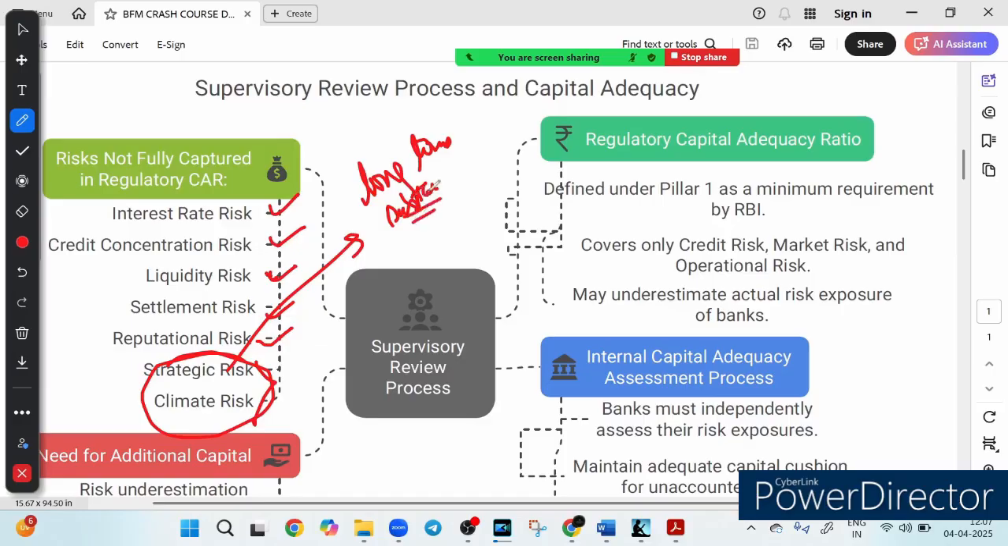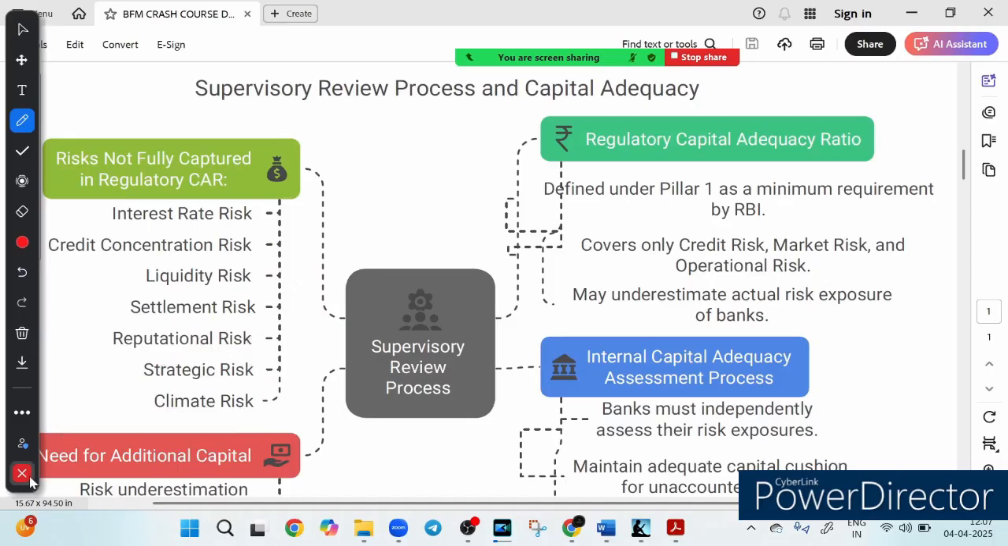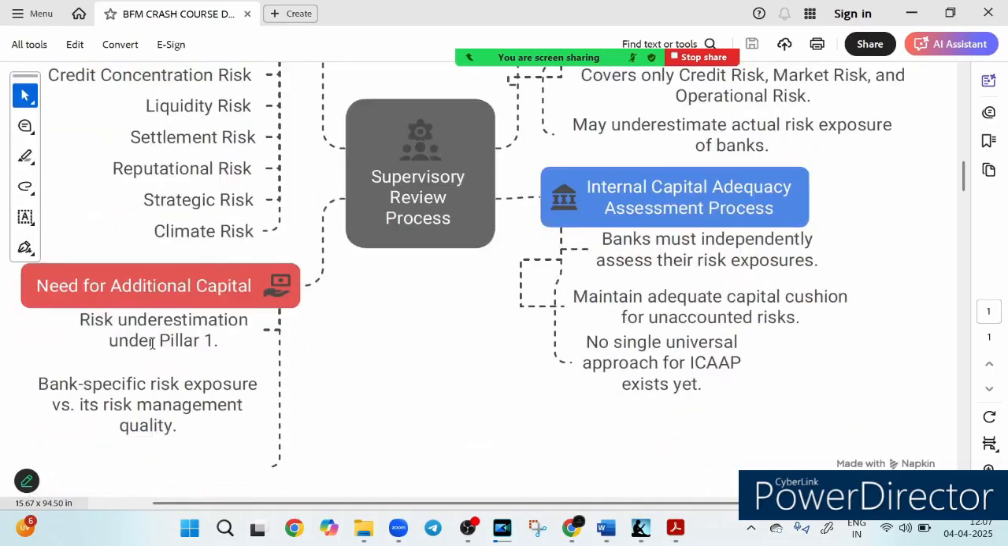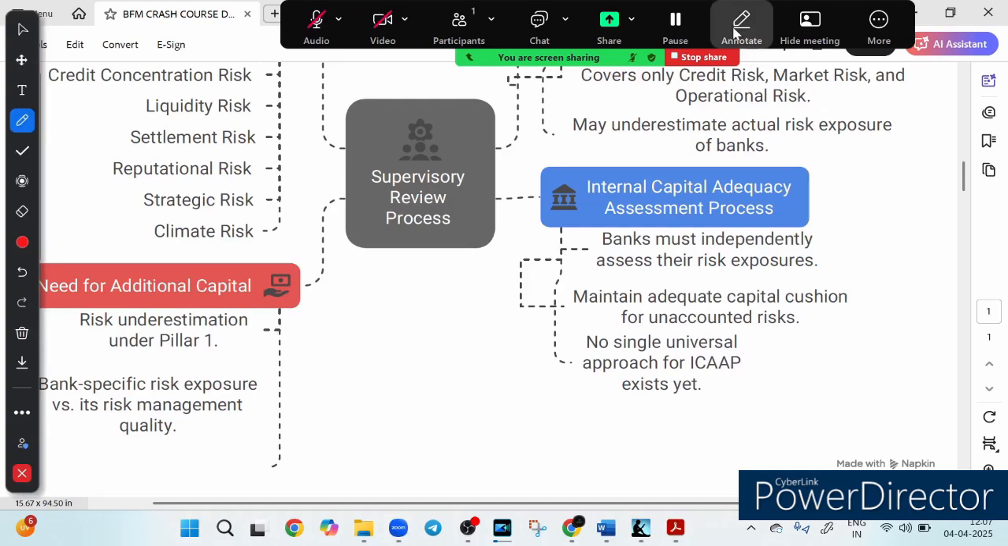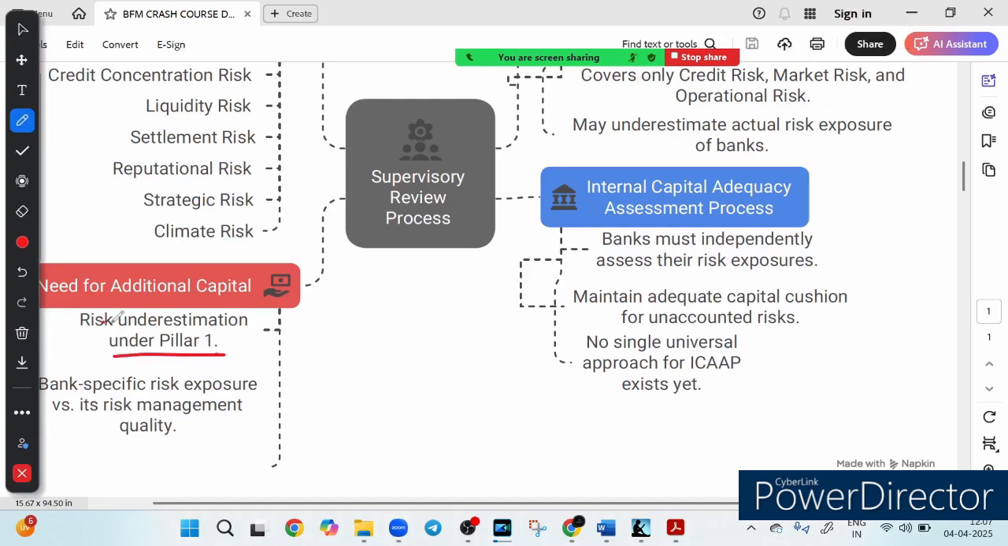So these are the risks which are not captured under regulatory CAR. Now the question is: what is the need for additional capital? Some risks get underestimated under pillar 1. Each bank faces unique risk exposure, depending on its risk management quality.